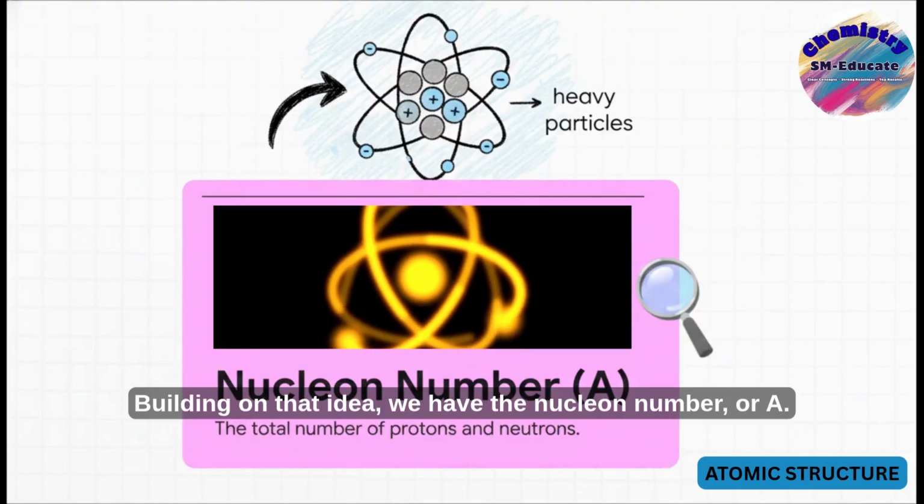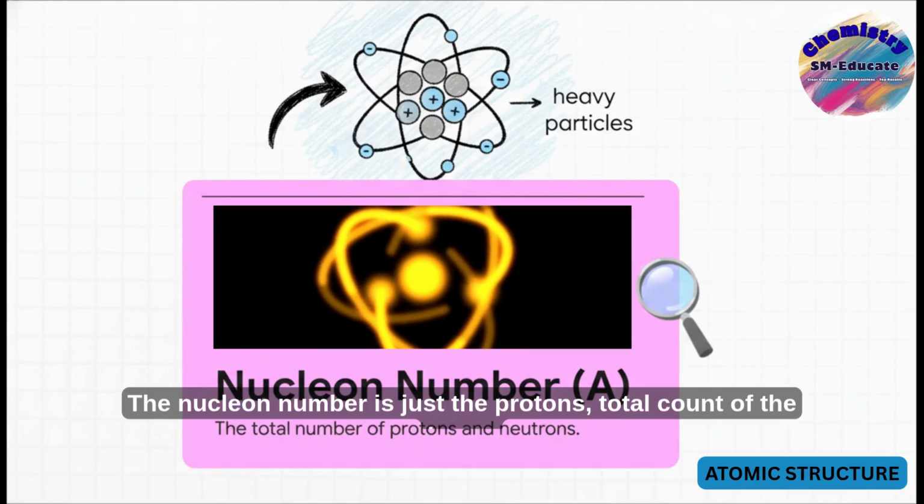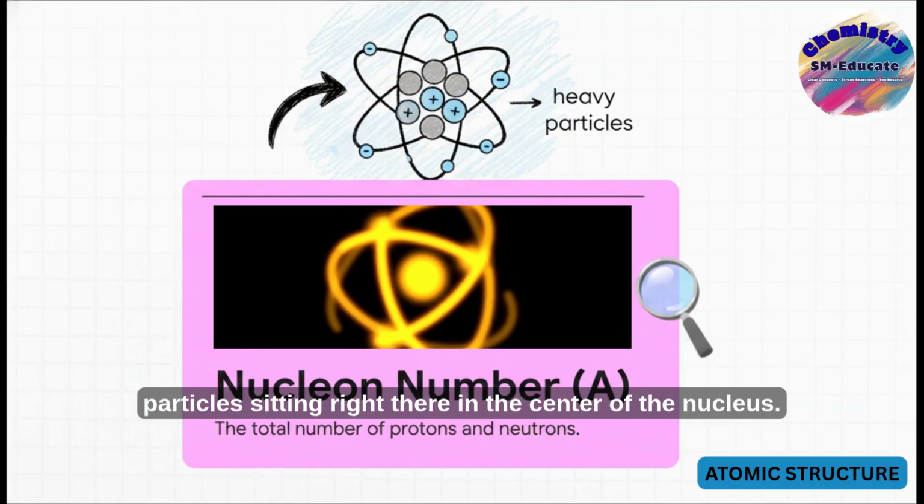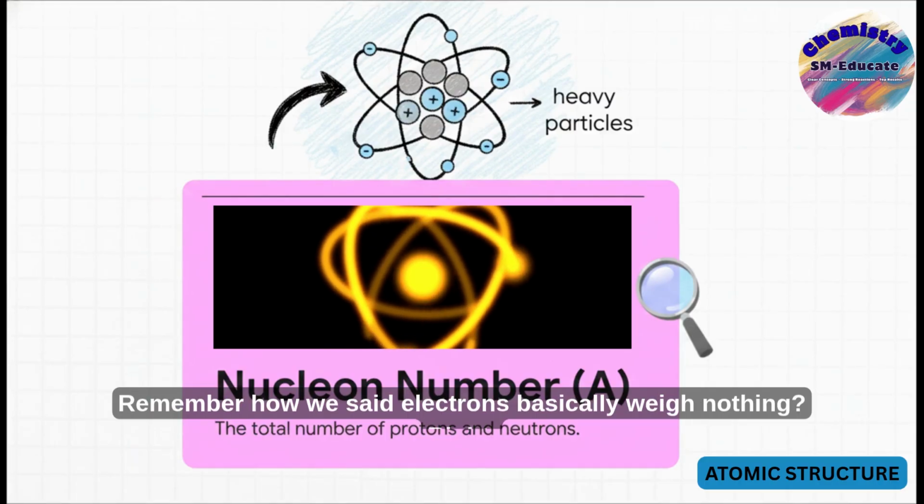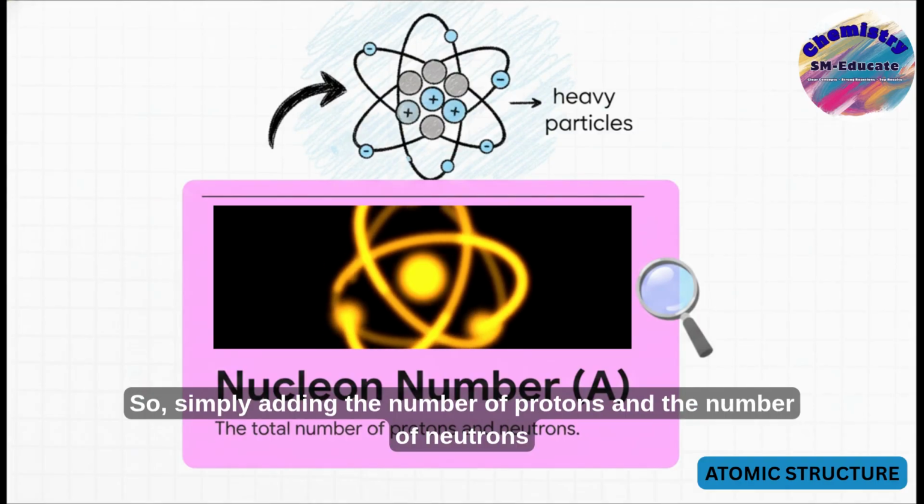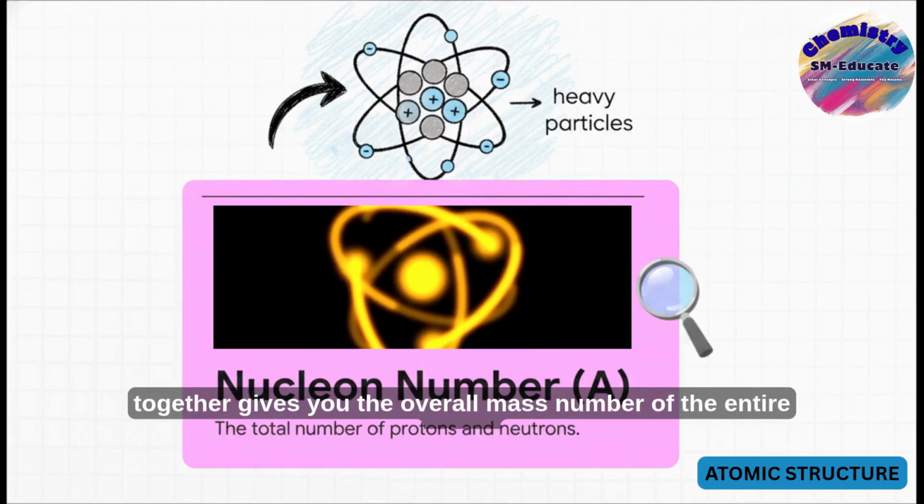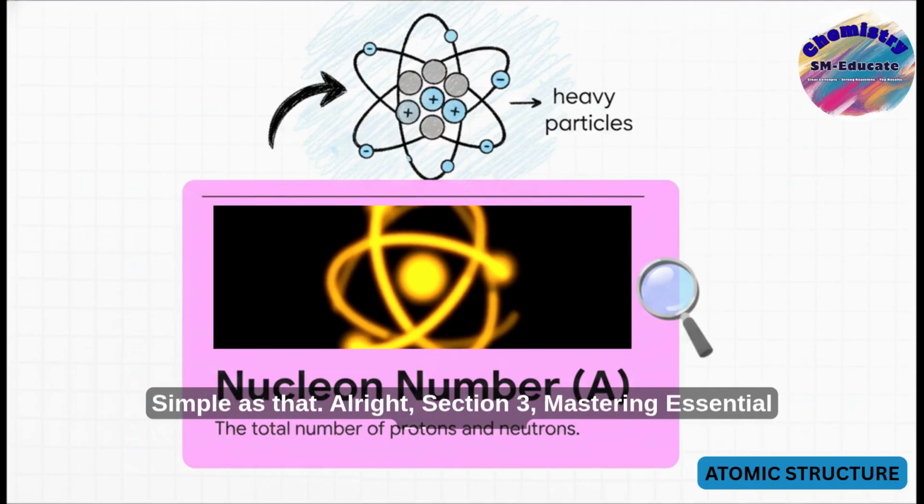Building on that idea, we have the nucleon number, or A. The nucleon number is just the total count of the heavy particles sitting right there in the center of the nucleus. Remember how we said electrons basically weigh nothing? Right. So simply adding the number of protons and the number of neutrons together gives you the overall mass number of the entire atom. Simple as that.